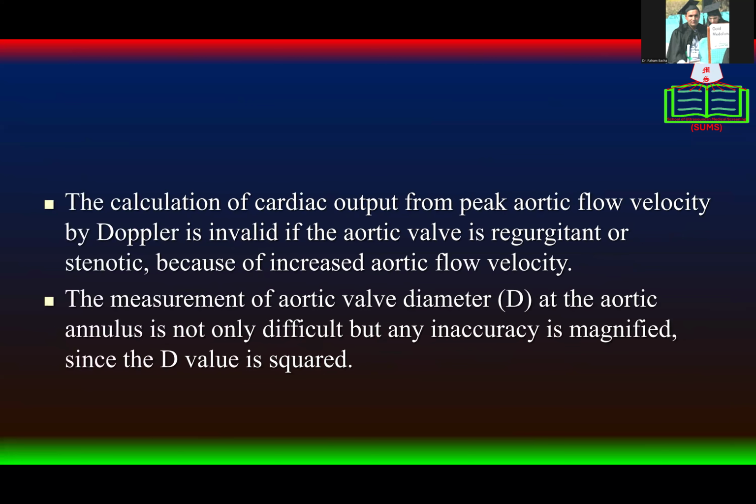The calculation of cardiac output from peak aortic flow velocity by Doppler is invalid if the aortic valve is regurgitant or stenotic because of increased aortic flow velocity. The measurement of the aortic valve diameter at the aortic annulus is not only difficult, but any inaccuracy is magnified since the d value is squared.